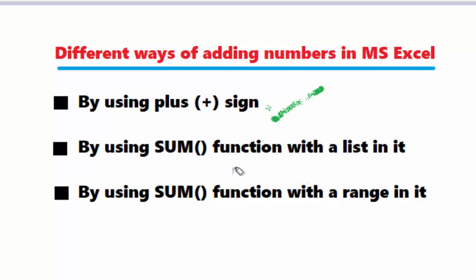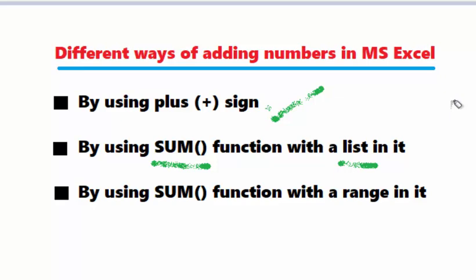The next one is by using the sum function. In the sum function, you will be adding a comma-separated list of numbers. You can use this method especially if you want to select specific numbers within a range of numbers, where you will be skipping some of the numbers.